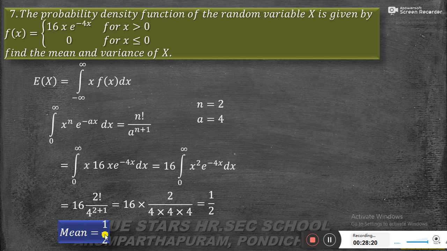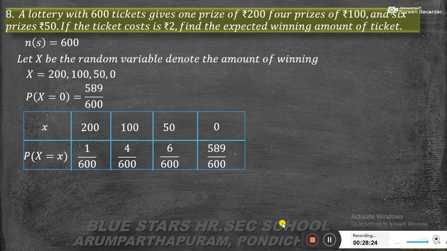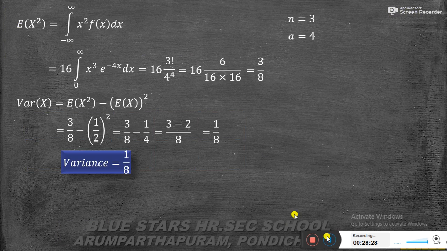We calculated the mean. Next we will calculate the variance. For the 8th problem, we find the variance. Variance means expectation of x square minus expectation of x whole square.